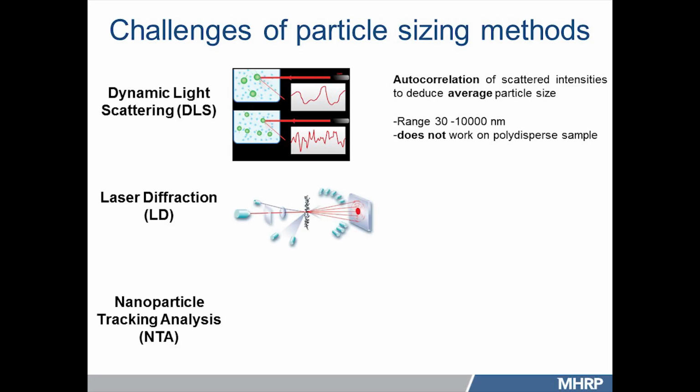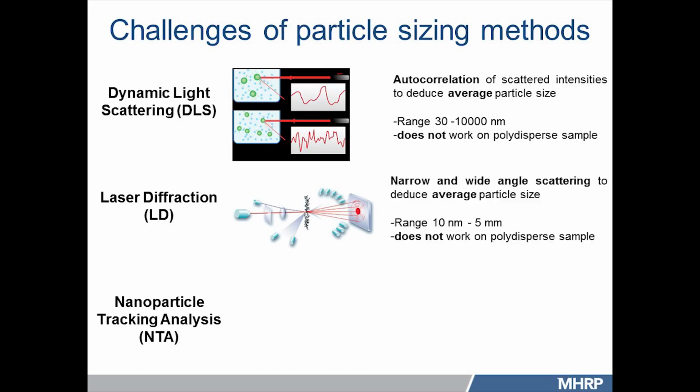Laser diffraction, on the other hand, collects scattering intensity at different angles. Depending on the size of the particle, the angle of scattering is different, and from this diffraction pattern, you can deduce the average particle size. It works over a pretty large range, from 10 nanometers to 5 millimeters. It also has the advantage of working not only on aqueous solutions but on solid particles too. It does not work well for our polydisperse sample, for the reason that large particles tend to mask the presence of small particles.